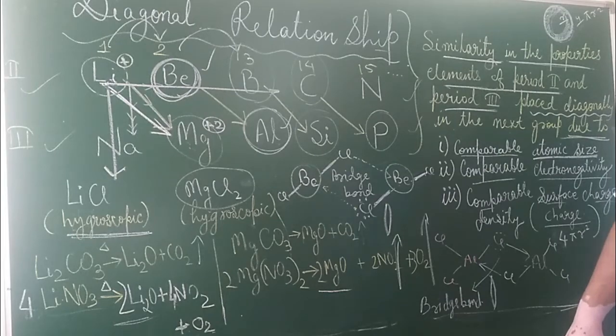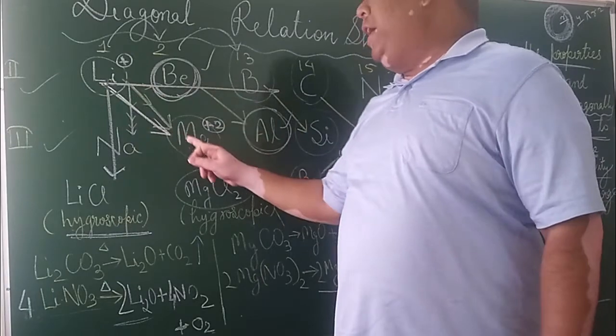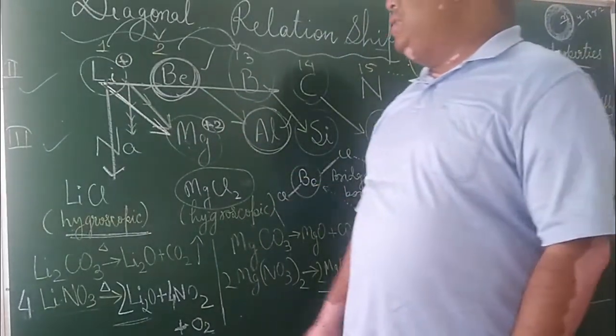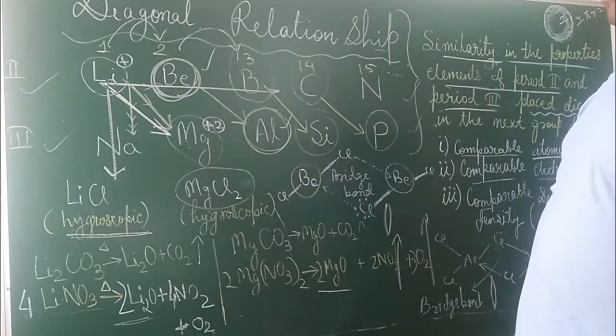So diagonal relationship is due to similar atomic size, similar electronegativity, and similar charge density. What kind of charge density? Similar surface charge density. That's it about diagonal relationship.